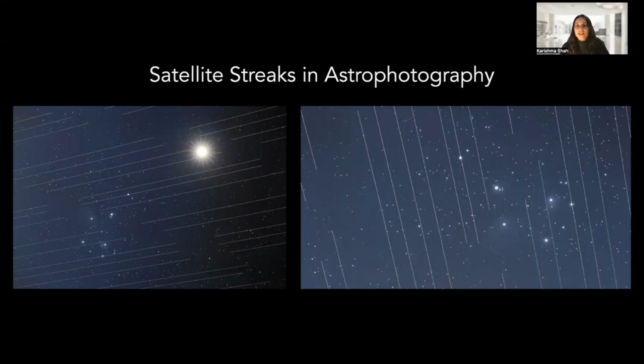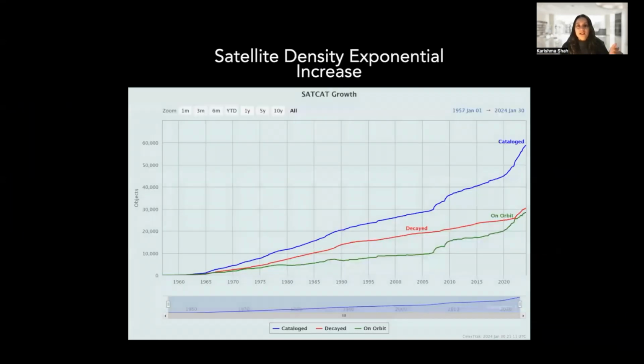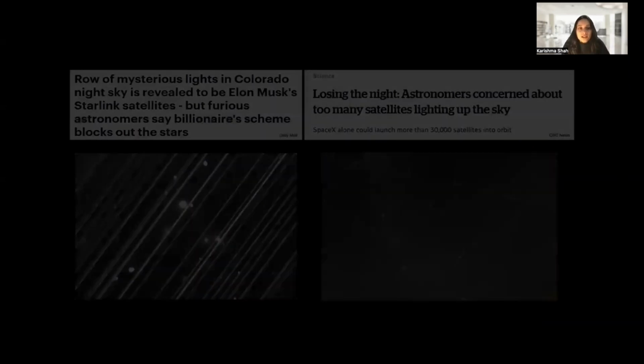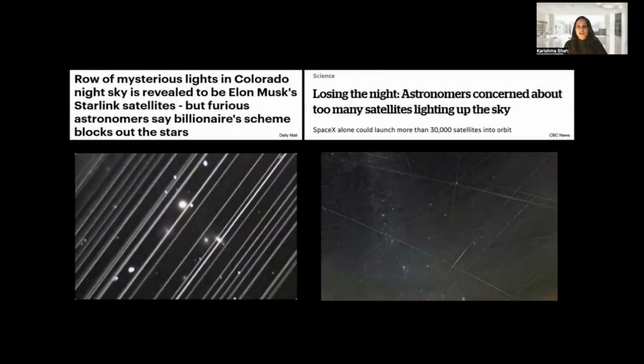With the exponentially increasing number of satellites going into orbit every single year, especially with ventures like Starlink and Amazon's Project Kuiper, the light pollution from the reflections of these satellites is leaving satellite streaks in images, effectively ruining these photos. This is actually an issue that has been picking up a lot of traction in the astrophotography community, and here are just some very recent news article headlines addressing this issue.